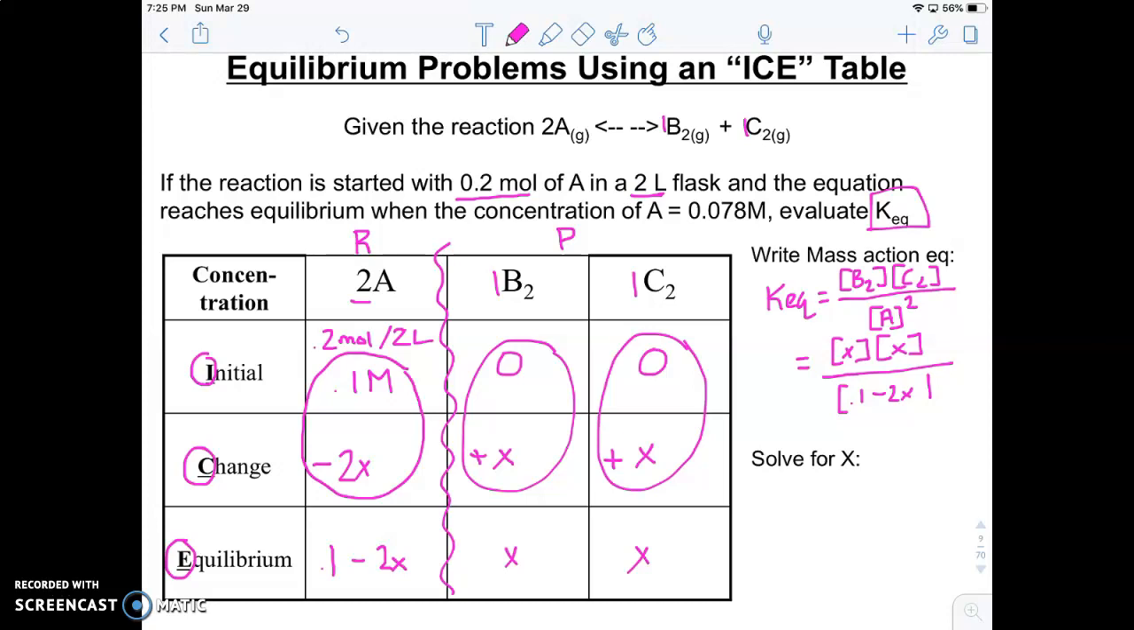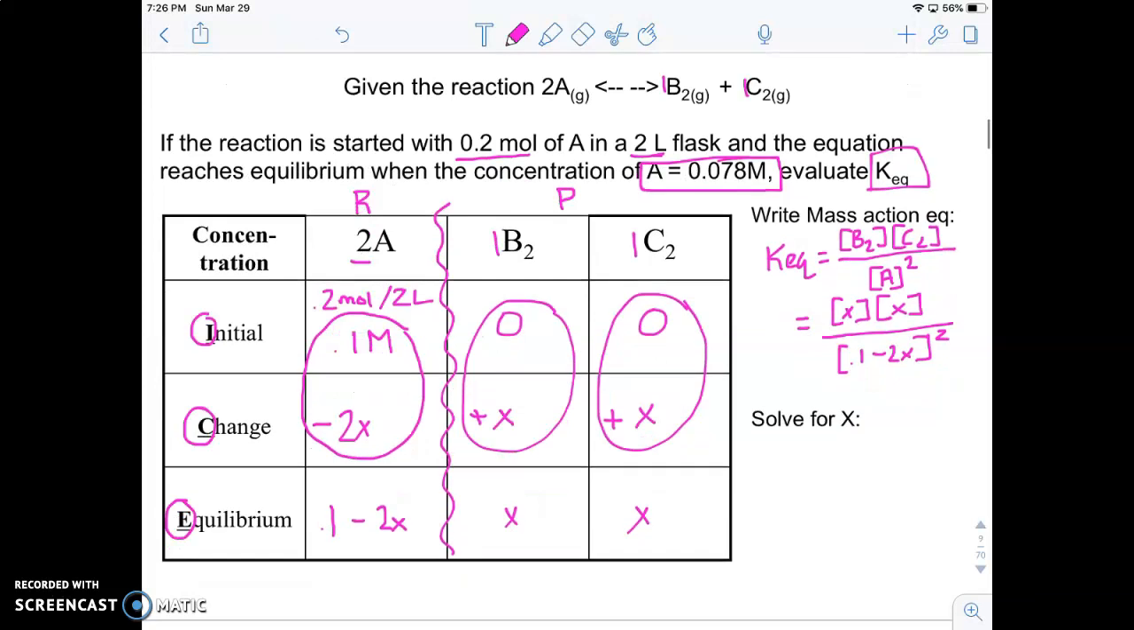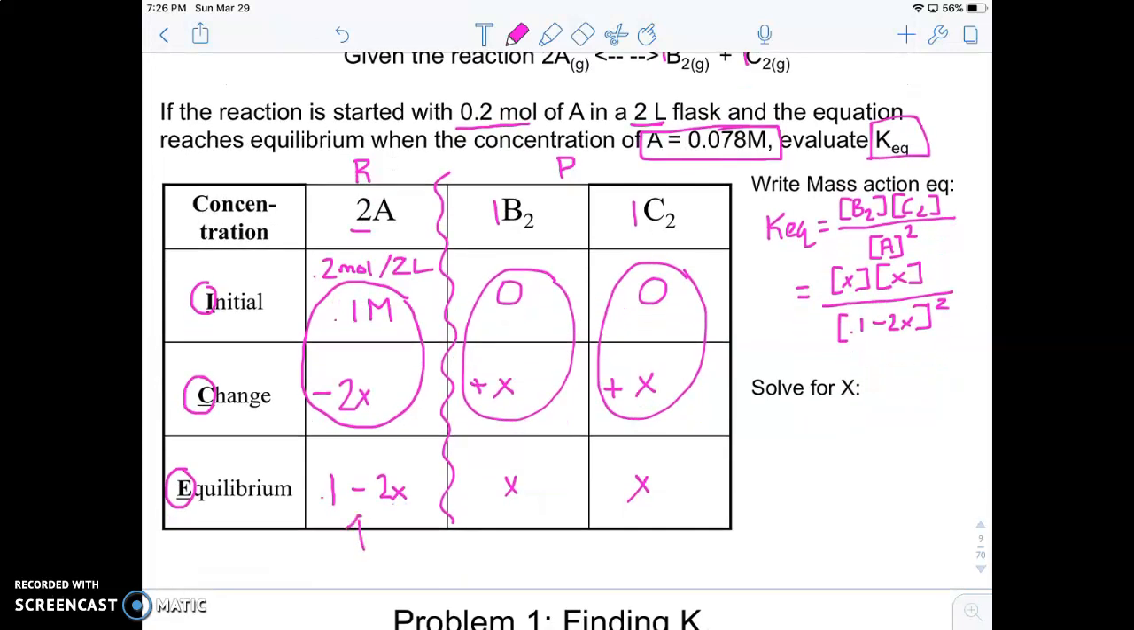Right? Okay. So now what I can actually do first is solve for X. And if I do that, I need to look at what they gave me in the problem. Okay? They're telling me that A, when at equilibrium, is supposed to be equal to 0.078. That means that this is equal to 0.078. So if I know that, I can solve for x. So x equals 0.011 molar. Okay?